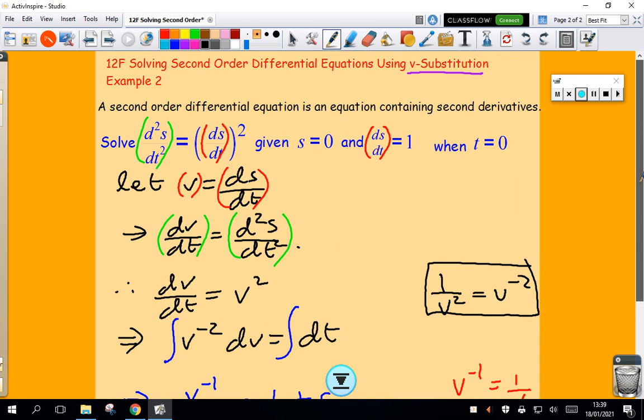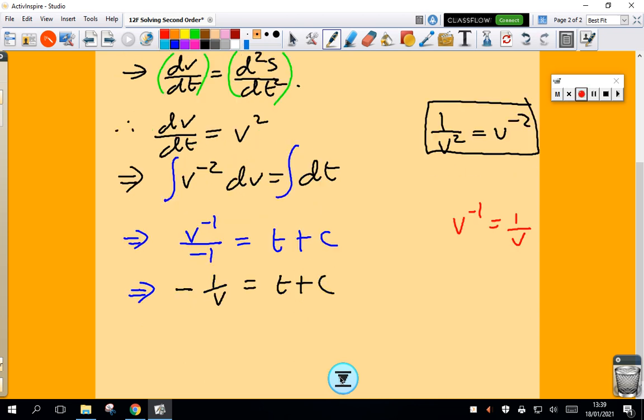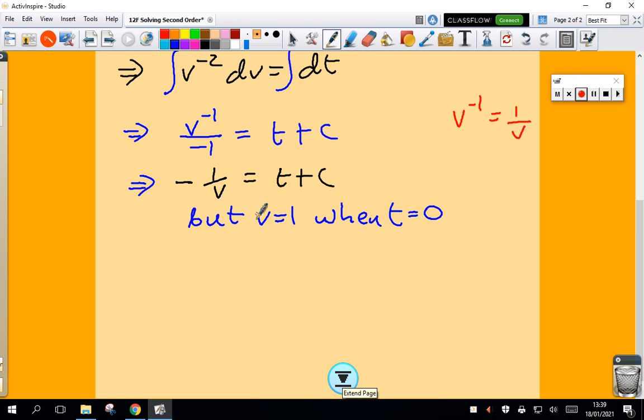Going back to my initial conditions, v is ds dt, so v is equal to 1 when t is equal to 0. I'm going to use that condition here. That's given at the start of the question. Remember, v is ds dt. Therefore, negative 1 over 1, which is just negative 1, is equal to t, which is 0, plus c, which is c. So we get c equal to negative 1. So I'm going to write in my particular solution here: negative 1 over v is equal to t, subtract 1.